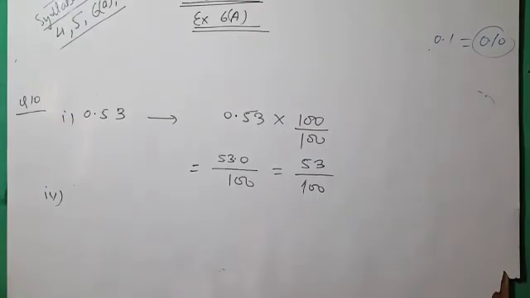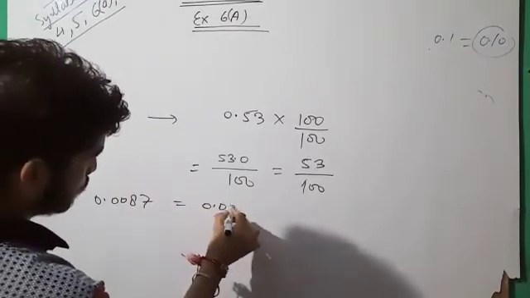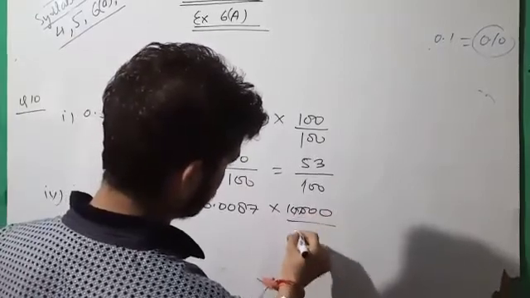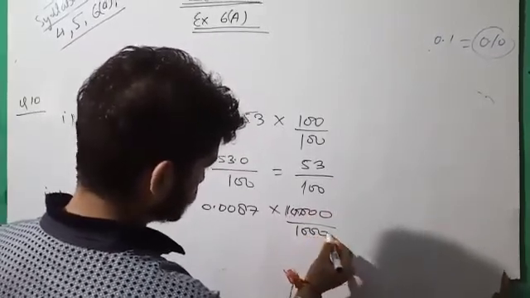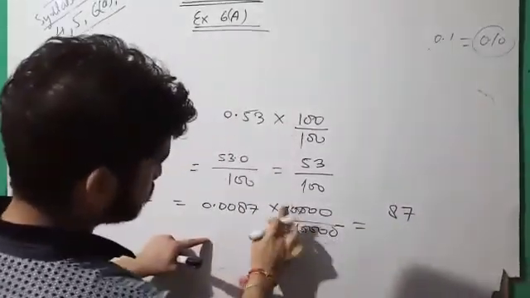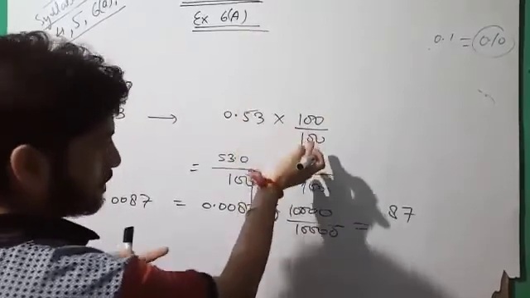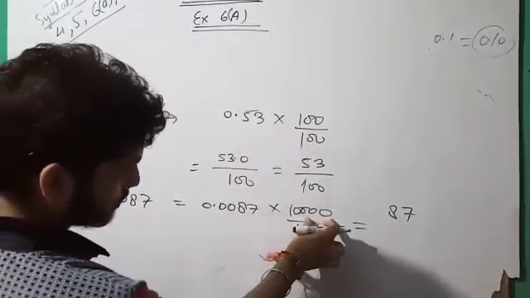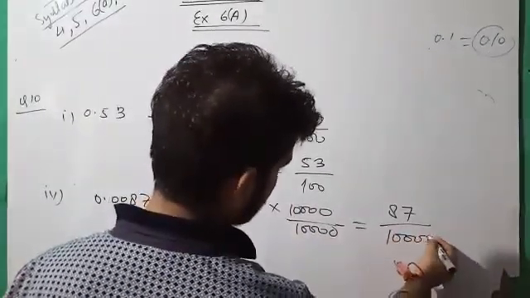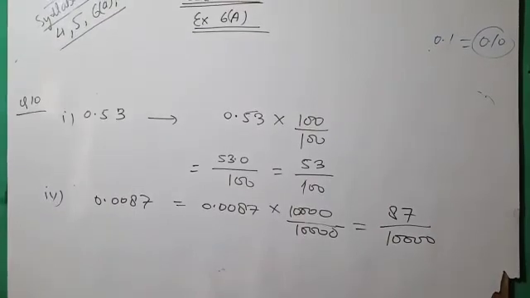The fourth one is 0.0087. So we have to multiply this number by 10,000, because we have to shift these 4 decimal places. Multiplying by 10,000 makes it 87. If you multiply by 100, 2 decimal places shift right; if you multiply by 10,000, then 4 decimal places shift towards the right. So 87 by 10,000 is the answer.